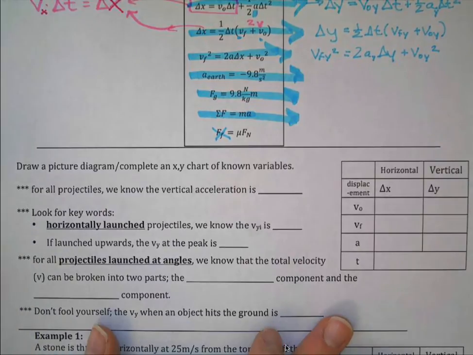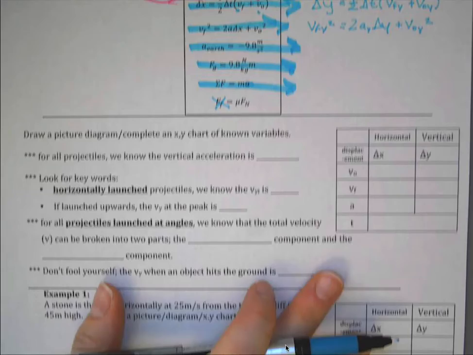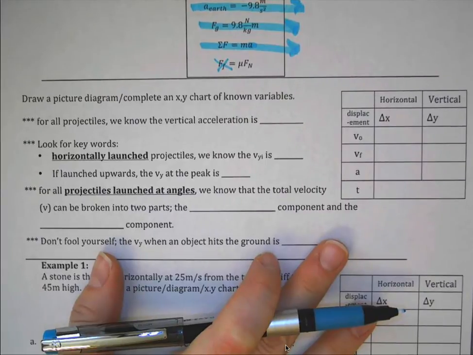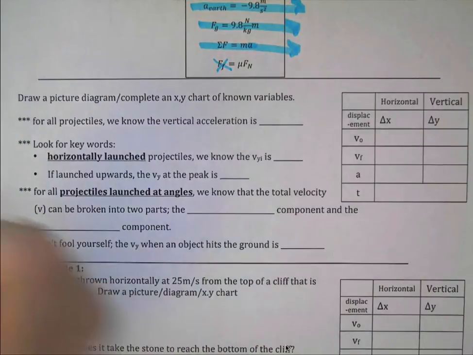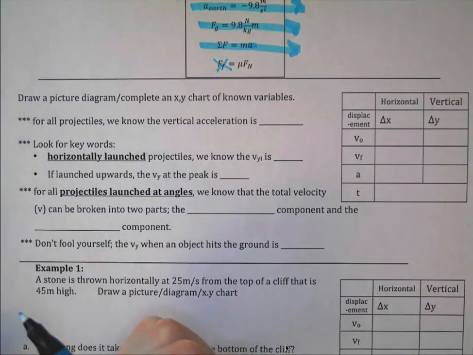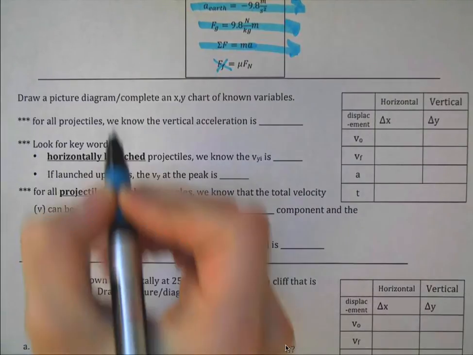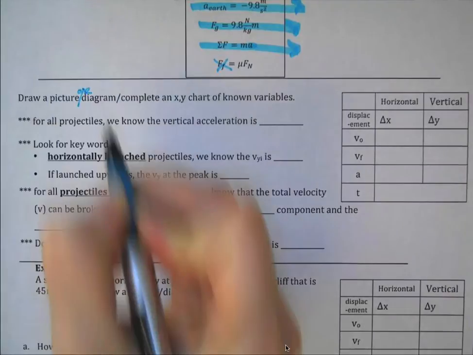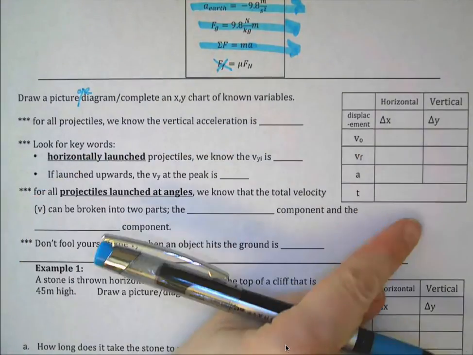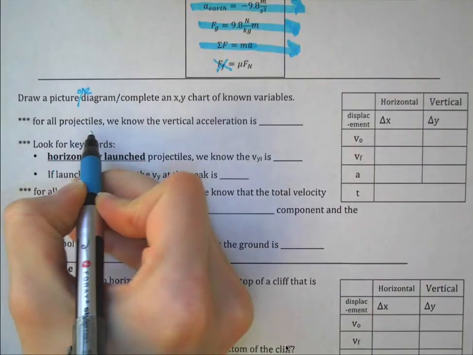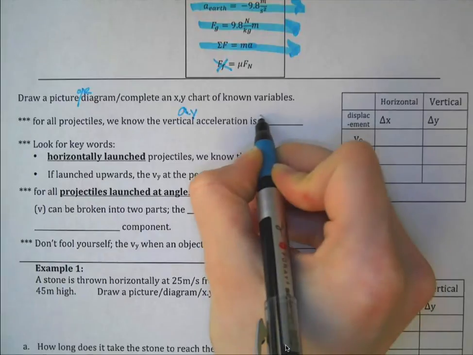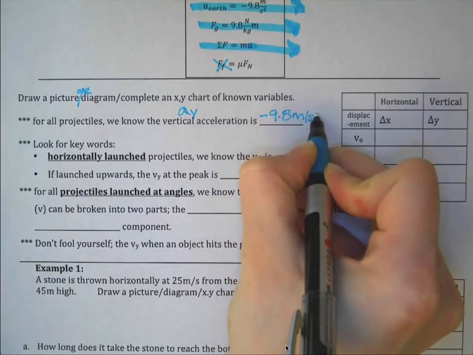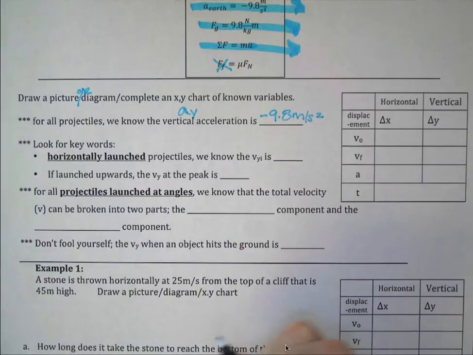The bottom part is how we apply it to this situation, where we know what we're doing with projectiles and how to solve for them mathematically. So some hints I would go with: always draw a picture or a diagram, and then complete an XY chart of your known variables. We'll talk about it in a second. For all projectiles, we know that the vertical acceleration, a sub y, is negative 9.8 meters per second squared. We did that in our lab a couple of units ago.